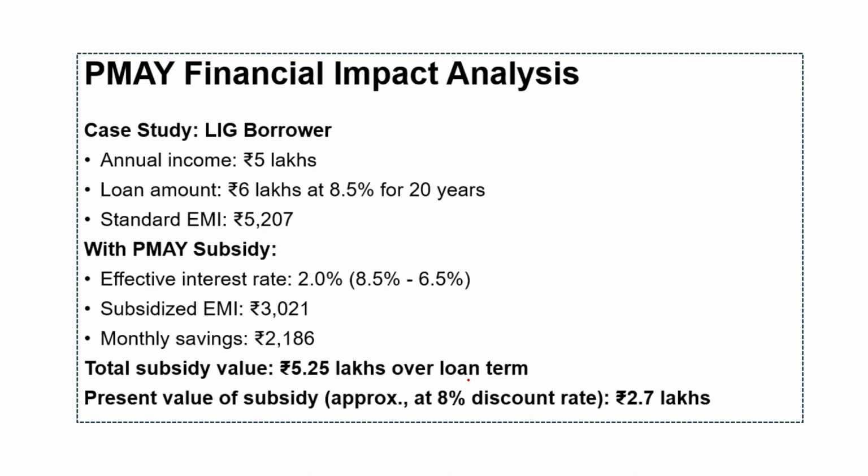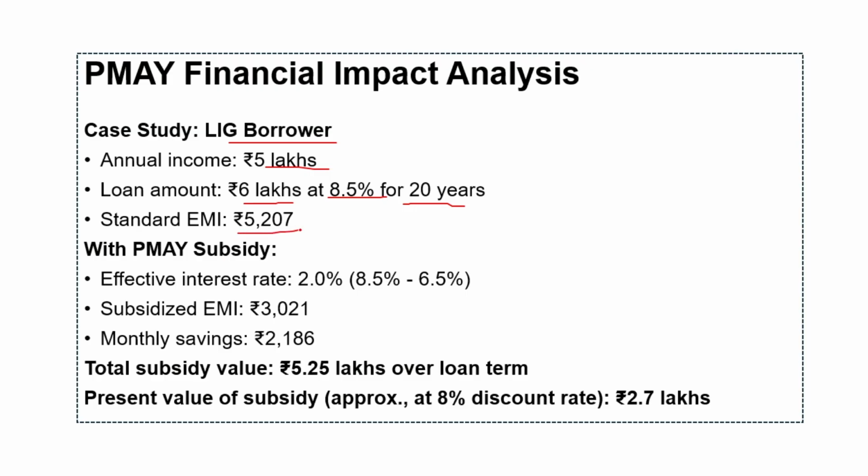Then coming to PMAY financial impact analysis. So let's demonstrate the transformative impact of this PMAY through a specific example. Consider a LIG borrower with 5 lakh annual income, purchasing a small apartment, requiring a 6 lakh loan at standard market rate of 8.5% for 20 years. Without subsidy, the EMI would be 5,207.